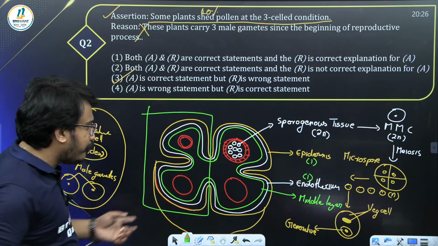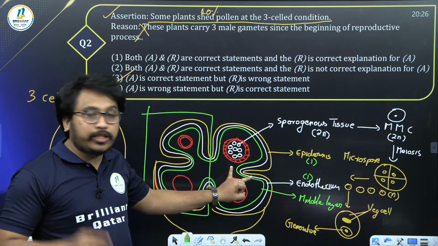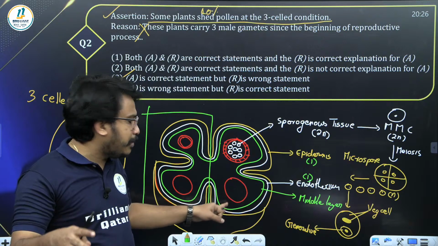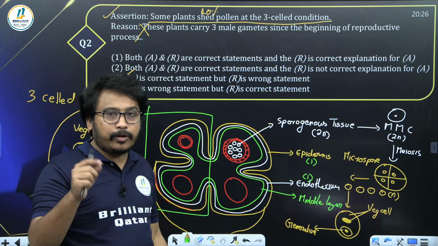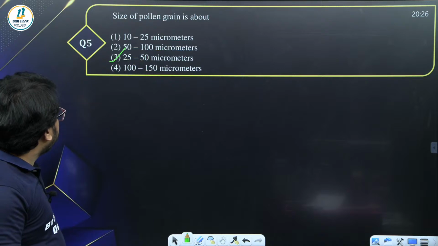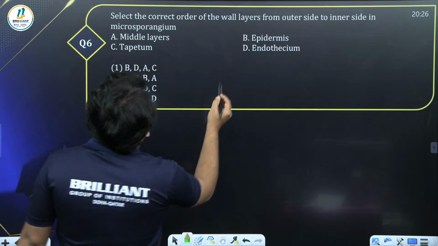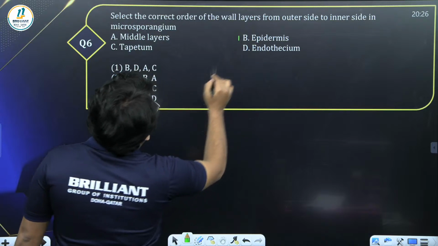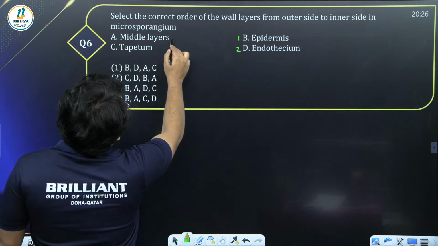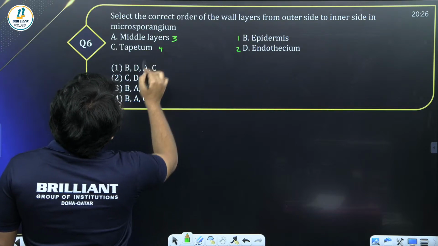So hope you understood the 4 layers. Outermost is epidermis, single layer; inner to that endothelium, single layer; middle layer is multi-layer, 2 to 3 layers of cells; tapetum single layer, but all cells are multinucleated. So what is the answer to this? Outermost epidermis B, inner to that endothelium D, then middle layer, then tapetum. So it is BDAC.